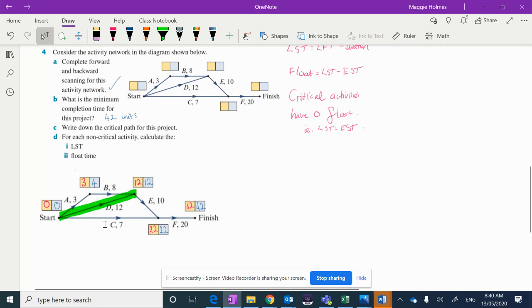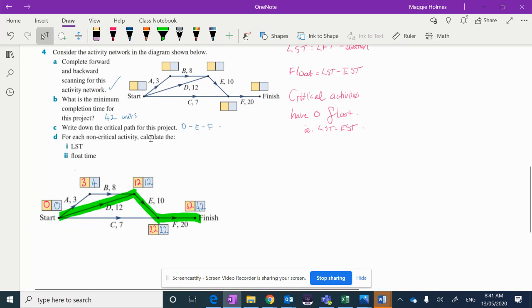C, remember, we also said had a lot of float time. It only takes 7. It just has to be finished by 22. So there's a lot of float time in there, which means that E is our next critical activity. And obviously the one going to the finish is also going to be critical. So that means our critical path is D, E, F.